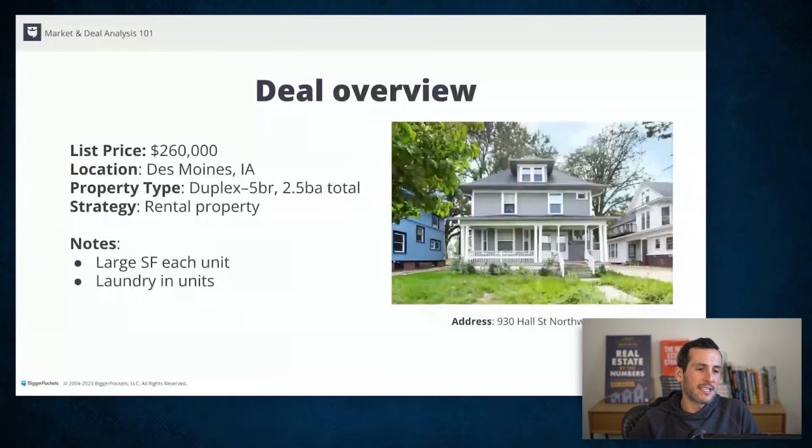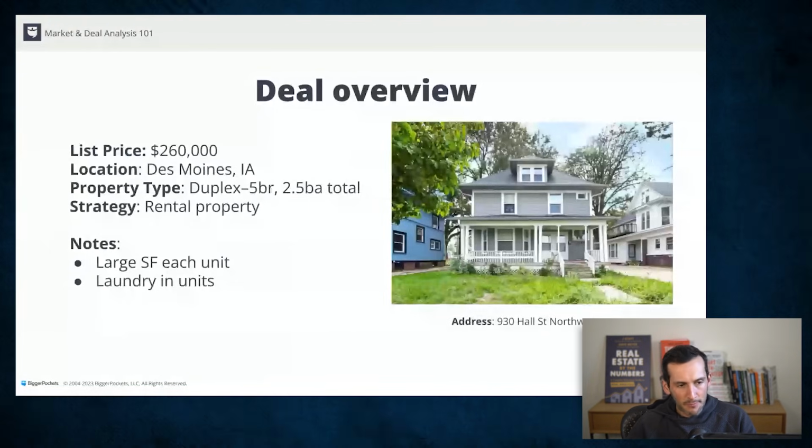And the list price here is $260,000. It has a total of 5 bedrooms. So one side has 3 beds, one has 2, and then there's 2.5 baths total. So each side only has 1 bathroom. That's fine. I usually like personally to find 2 bathroom places, but sometimes I'll do this if it's the right spot.